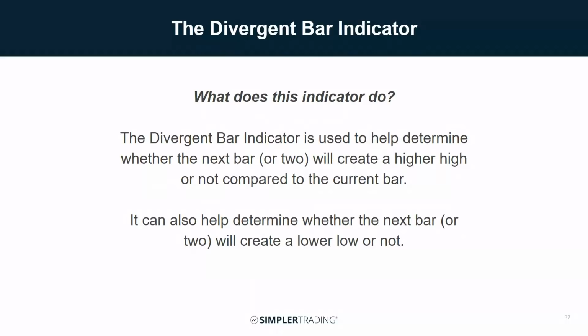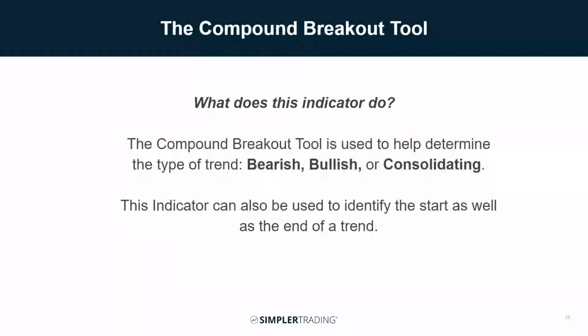So what does the indicator do? Well, the divergent bar indicator is used to help determine whether or not the next few bars, I usually like to give it 3 bars of time, will create a higher high compared to the current bar that prints. And vice versa, it can also help determine whether or not it might create a lower low compared to the current bar. So it's a very quick and easy signal with a very high probability of following through on either a higher high or lower low within the next few bars. Whether it's an hourly chart, that means the next few hours, a daily chart, the next few days, and so on and so forth.